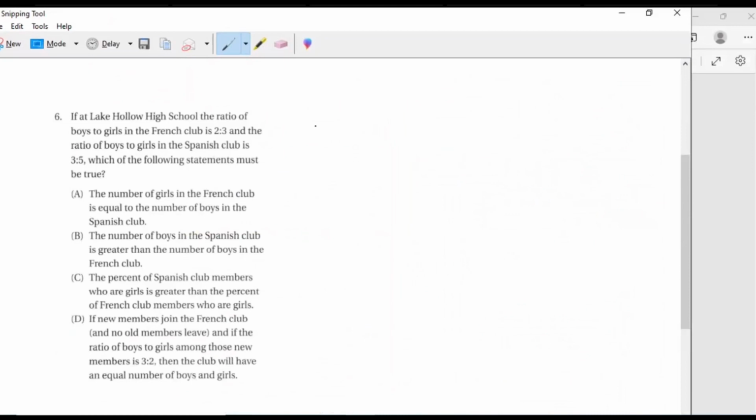If at Lake Hallow High School, the ratio of boys to girls in the French club is 2/3, correct? Immediately, what would you do? What's the next step when you realize that's a ratio? Common factor. Got it? Is that making sense? 2x over 3x.